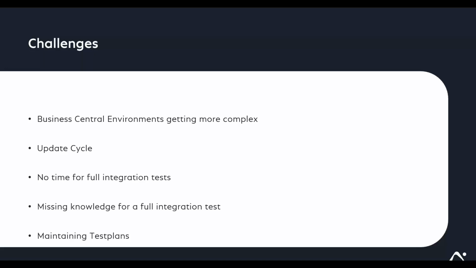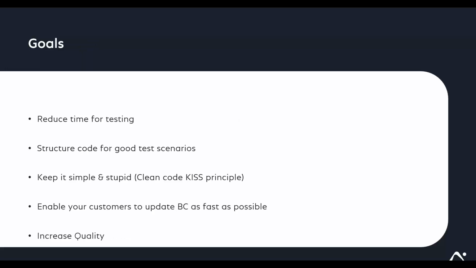Our goals are reducing the time for testing. We want to test fast and fail early if we have any problems. We want to structure our code for test scenarios, so it starts already at the code structure and not at the test scenario. We still want to keep our code simple and stupid. This is the KISS principle from the clean code principles.